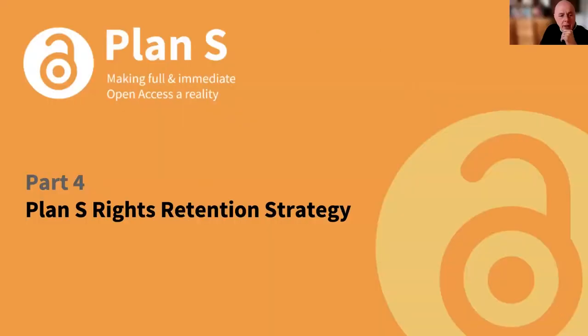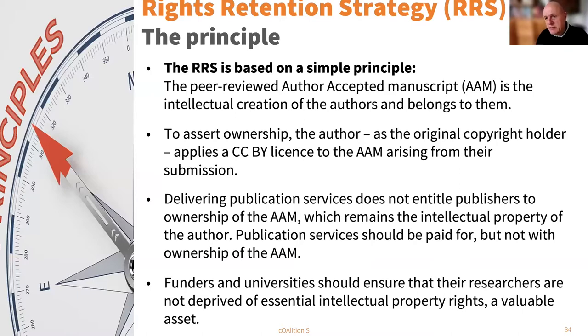Okay, thank you, Sally. So back to the rights retention strategy. Basically, the idea of the rights retention strategy is to enable this green open access policy, where we ask authors to deposit a copy of the author accepted manuscript into a repository. And the rights retention strategy makes sure that you have a legal right to do that. So it's based on a very simple principle. We already touched upon it, namely that the peer-reviewed author accepted manuscript is the intellectual creation of authors and belongs to them. It's as simple as that, right? I mean, you write the paper, it's yours because you wrote it. And to assert that ownership, the author, as the original copyright holder, simply has to apply a CC BY license to it. Simply asserting that a CC BY license rests on that paper is enough to make that CC BY license inherent in the paper. It cannot be taken away by any subsequent agreement.